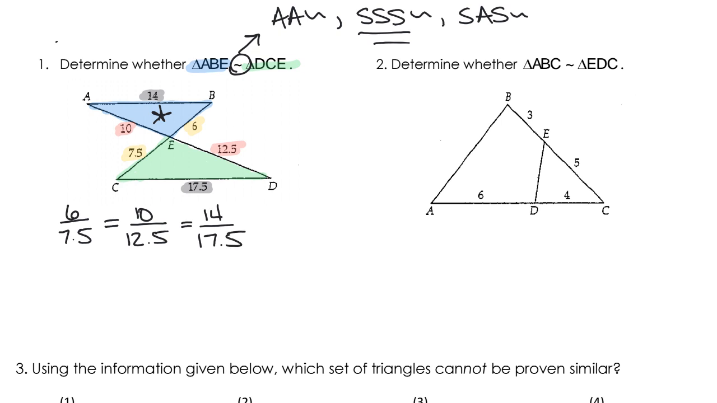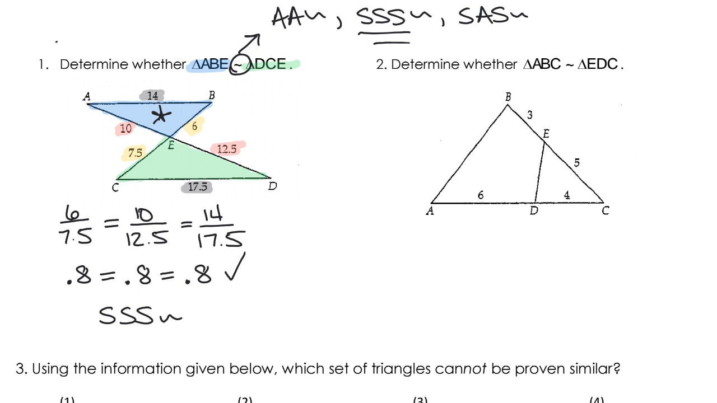Okay, I'm going to grab my calculator and type them in. So 6 divided by 7.5 is a decimal of 0.8, or you can math frac, it doesn't matter. 10 divided by 12.5 is a decimal of 0.8. And 14 divided by 17.5 is the same decimal of 0.8. And since all the ratios of the corresponding sides are equal, these 2 triangles are similar by side, side, side similarity.